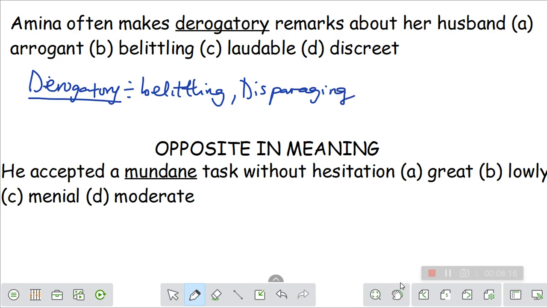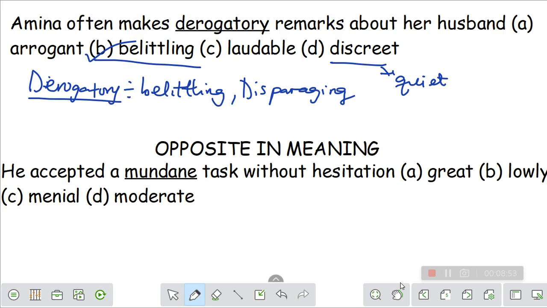What is the meaning of discreet? Discreet means quiet. That's not even part of the answer. It's not something that draws attention or anger. So let's look at the options. Amina often makes derogatory remarks about her husband. Option A, arrogant. Option B, belittling. Option C, laudable. Option D, discreet. So the answer is belittling. She belittles her husband. She is just talking about her husband in a disparaging way.